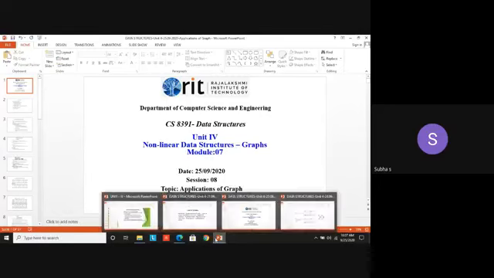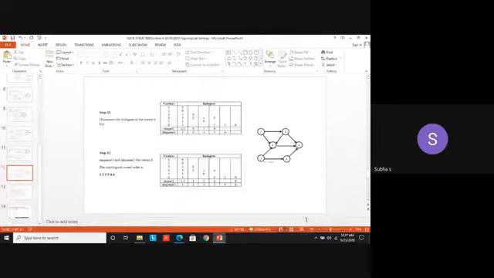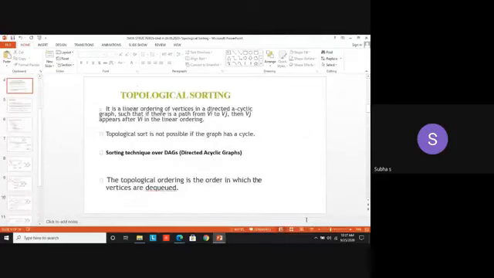So yesterday we saw an important concept in data structure, that's nothing but topological sorting. What is topological sorting? It's a linear ordering of vertices in such a way that if there is a path from Vi to Vj, or if there is a path from vertex A to vertex B, then B should appear only after A in the linear ordering. Likewise, you have to find the order for the particular graph.